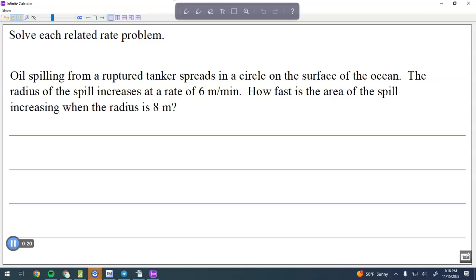So the first thing I see is area, and we've got a circle. So I need to find a formula that relates the area of the circle to the radius. So that's pi r squared.